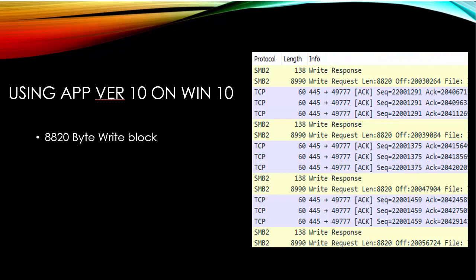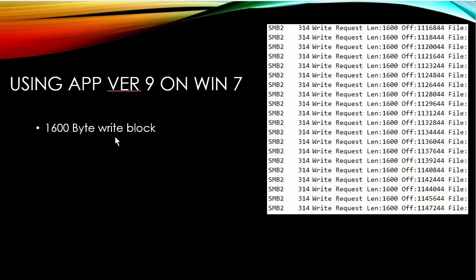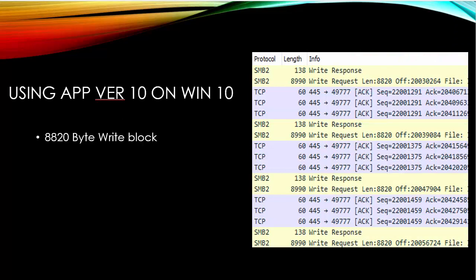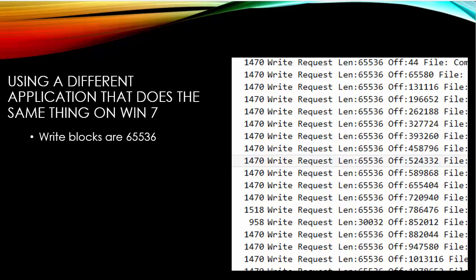Now we're going to go up to app version 10 on Windows 10. So this is part of the upgrade, right? So we had 1,600 on Windows 7. Now the new version 10 on Windows 10, it's 8,820. So it's still better, right? Still not as good as the 65K we saw before.